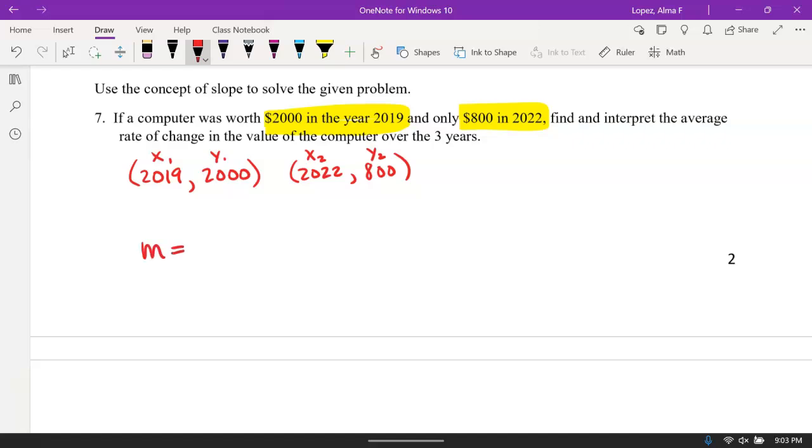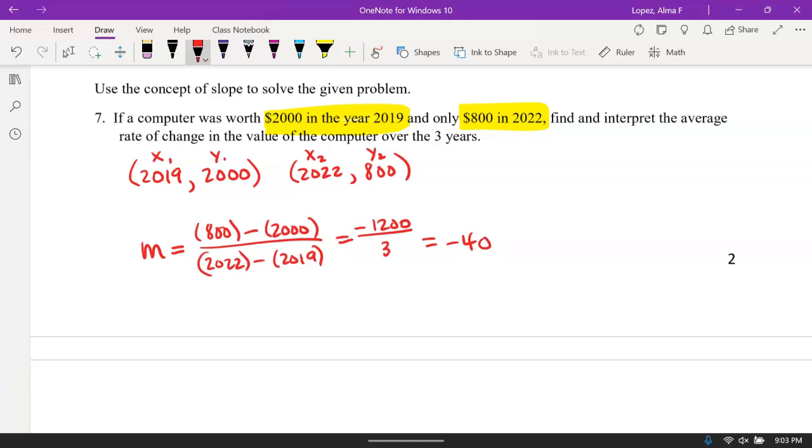We're going to get y sub 2 minus y sub 1 over x sub 2 minus x sub 1. Let's see, when I subtract, we're going to end up with negative 1,200 over 3. So negative 400. Now let me explain this. Our computer is depreciating by 400.